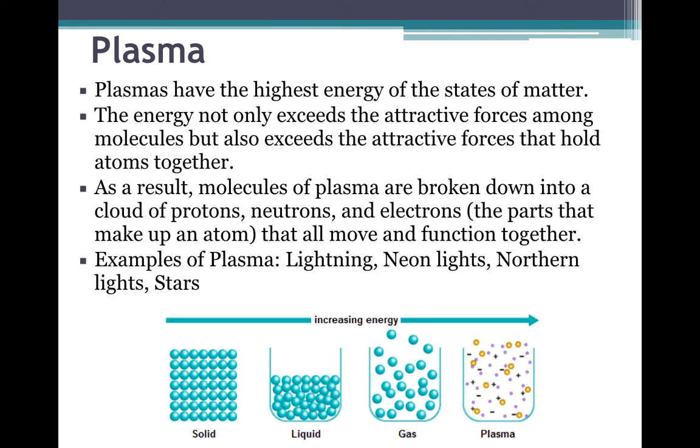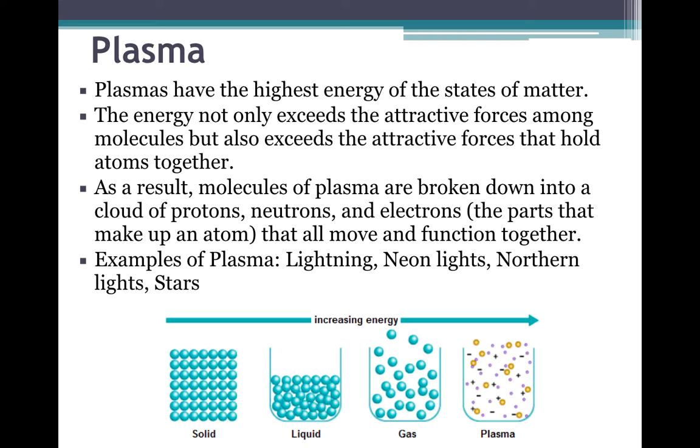The final state of matter is plasma. You might not have heard of this phase before because it is not achieved very often by most substances. Plasmas have the highest energy of all the states of matter. The energy is so high that it not only exceeds the attractive forces between molecules, but it also exceeds the attractive forces that hold atoms together. As a result, the molecules are broken down into their parts, which include protons, neutrons, and electrons. The resulting material often carries a positive or negative charge with it because of the breakdown of the atom.